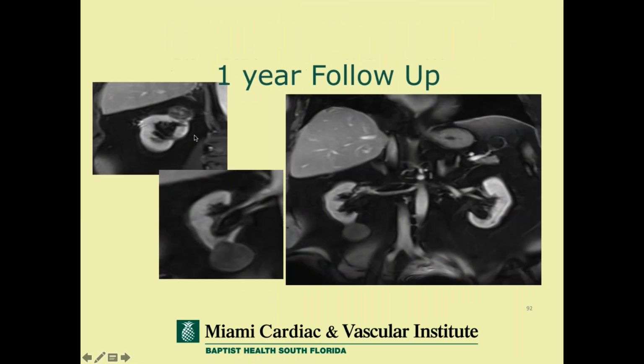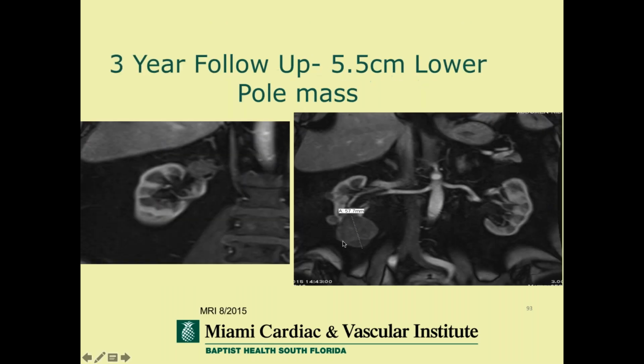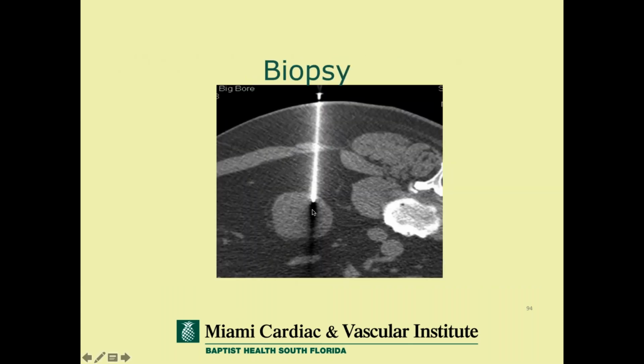So again, you're going to follow this patient very closely. You can see here using MR, and again, you can see 1-year follow-up, a good result, no enhancement. But you can start seeing that this cystic area, the lower pole, started getting bigger and bigger. Got up to about 5 centimeters, said maybe we should biopsy this.